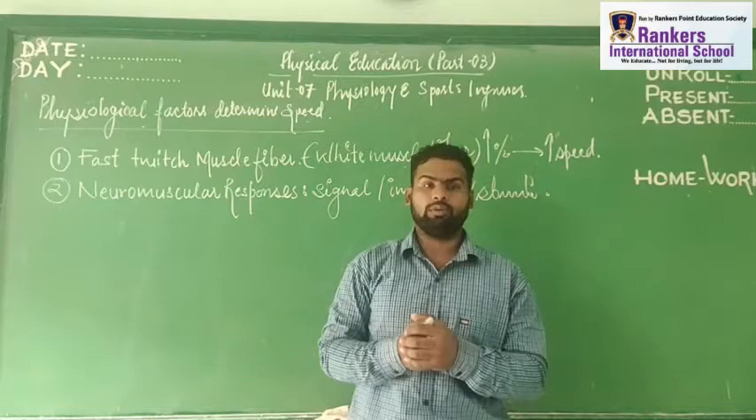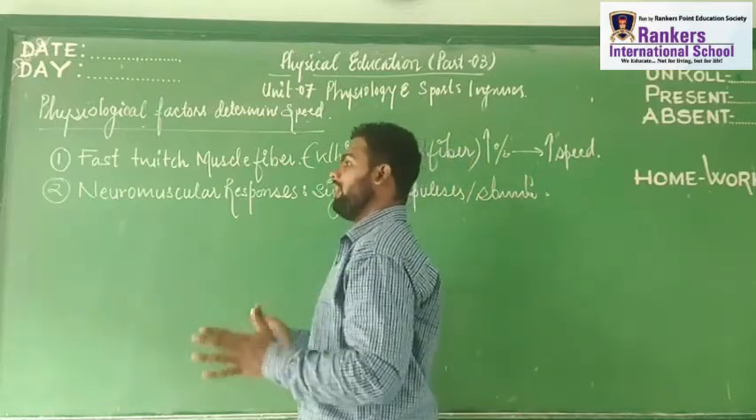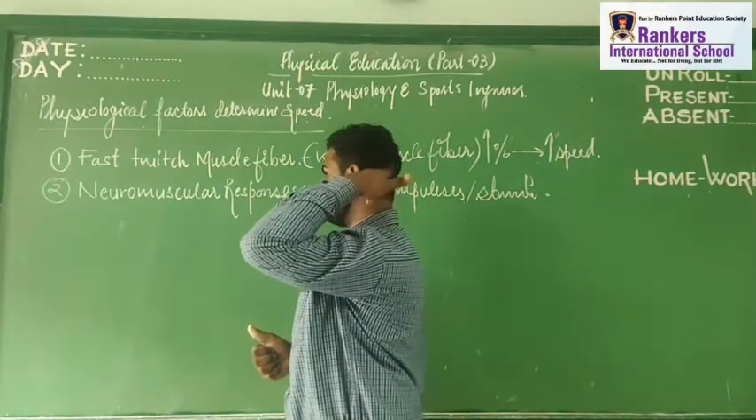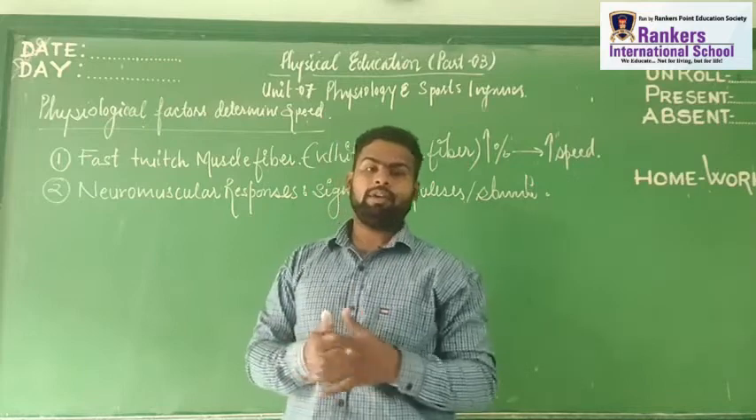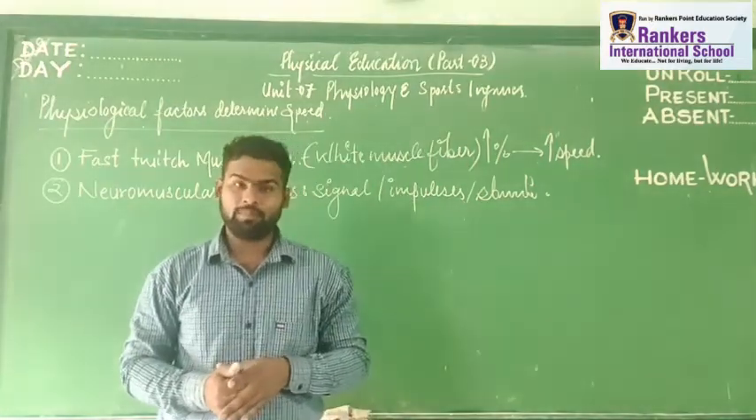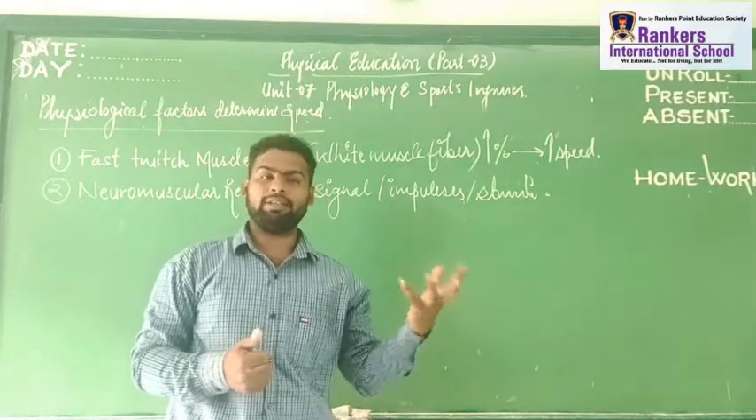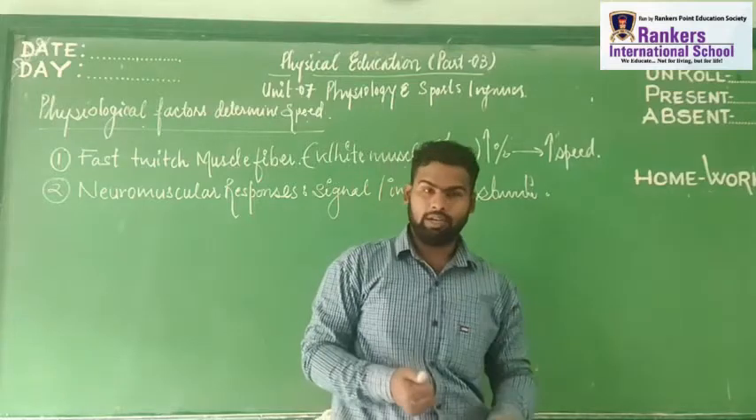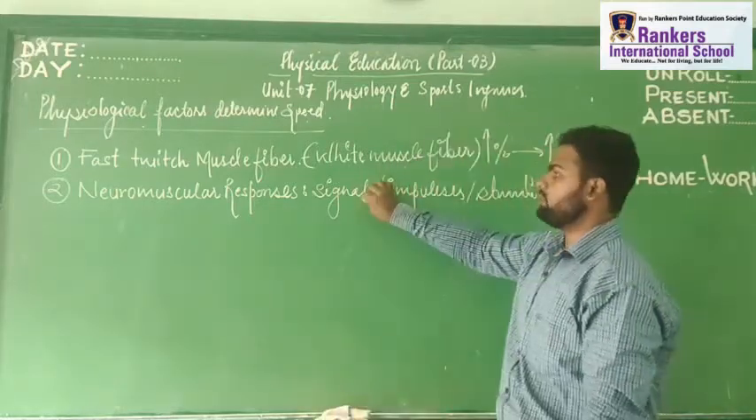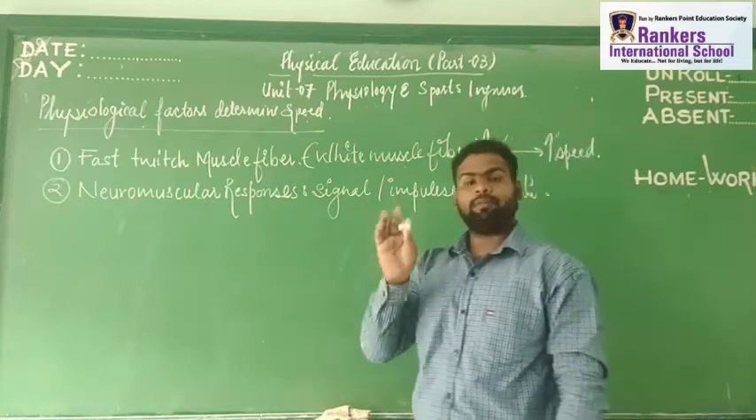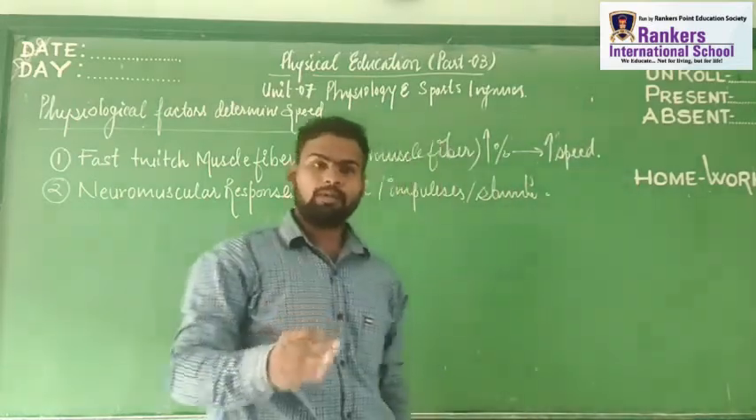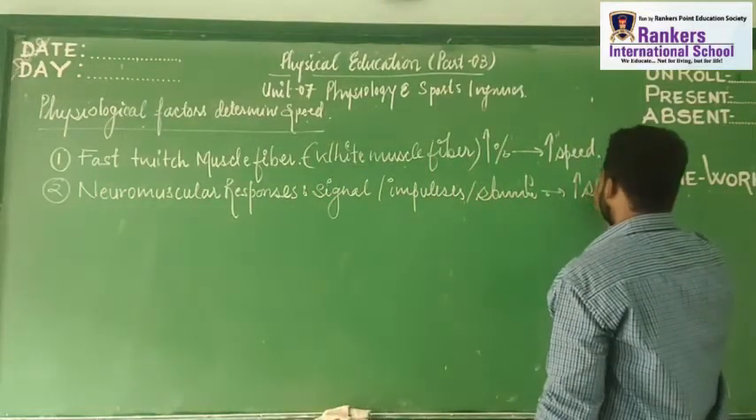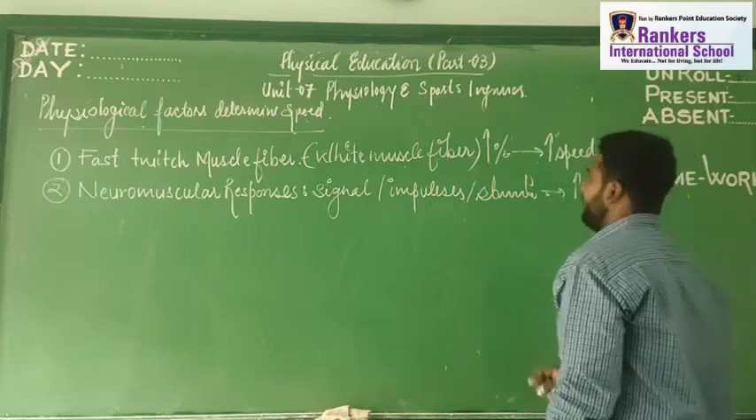How will it be good? If your spine is always straight, there will be good control between your mind and your spinal cord. As you are aware from the 10th class chapter Control and Coordination, there is a junction between the brain and the spinal cord. So if you keep your spinal cord straight, your signals, your neuromuscular response, will be good. The better the neuromuscular response, the more the speed. The speed can be enhanced.